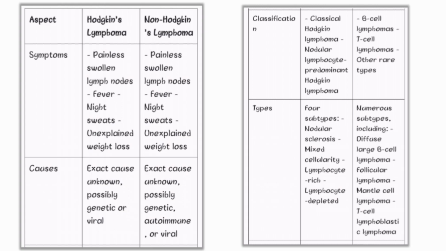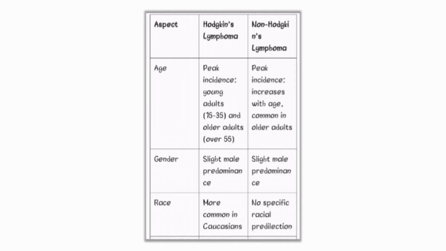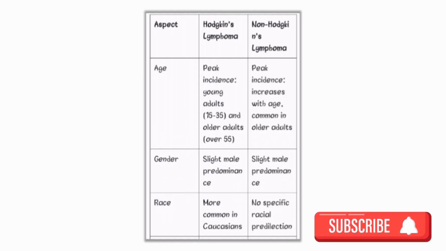Now let's talk about the types. So the Hodgkin's lymphoma has four subtypes: nodular sclerosis, mixed cellularity, lymphocyte rich, and lymphocyte depleted. While in the non-Hodgkin's lymphoma, it has numerous subtypes, including diffuse large B-cell lymphoma, follicular lymphoma, mantle cell lymphoma, and T-cell lymphoblastic lymphoma. Now, these tables summarize the key differences between Hodgkin's lymphoma and non-Hodgkin's lymphoma across various aspects, including demographics, clinical features, diagnosis, treatment, and prognosis.